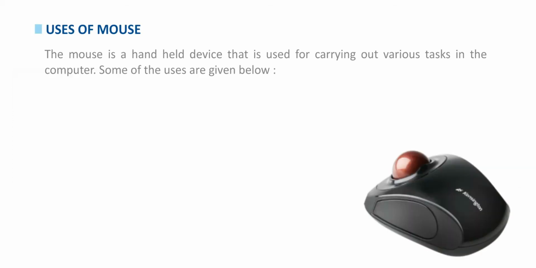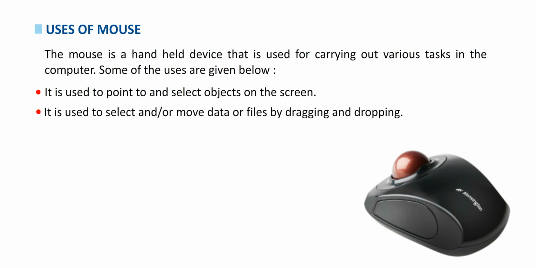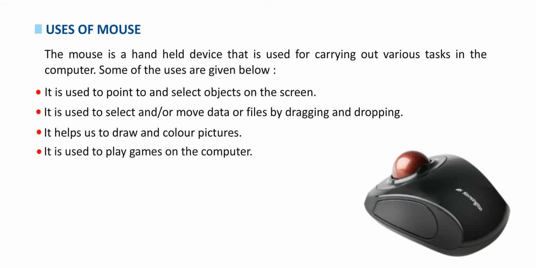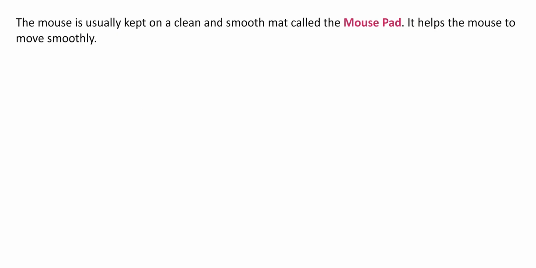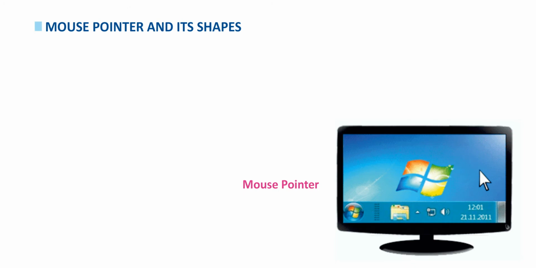Uses of mouse. The mouse is a handheld device that is used for carrying out various tasks in the computer. Some of the uses are given below. It is used to point to and select objects on the screen. It is used to select and to move data or files by dragging and dropping. It helps us to draw and color pictures. It is used to play games on the computer. The mouse is usually kept on a clean and smooth mat called the mouse pad, which helps the mouse to move smoothly.